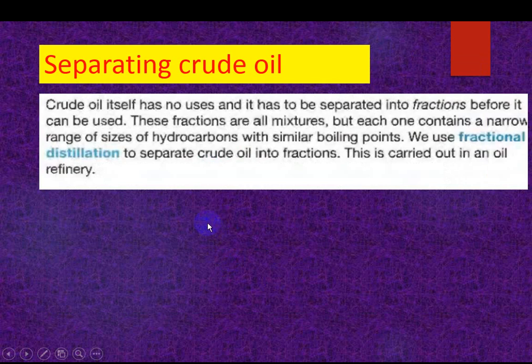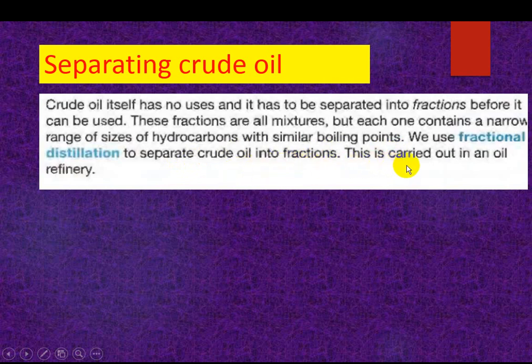Separating crude oil. We know crude oil is a mixture of hydrocarbons. How can we separate this mixture? Crude oil itself has no uses. If we separate it, it will be useful. It has to be separated into fractions before it can be used. These fractions are all mixtures, but each contains a narrow range of sizes of hydrocarbons with similar boiling points. We use fractional distillation to separate crude oil into fractions.